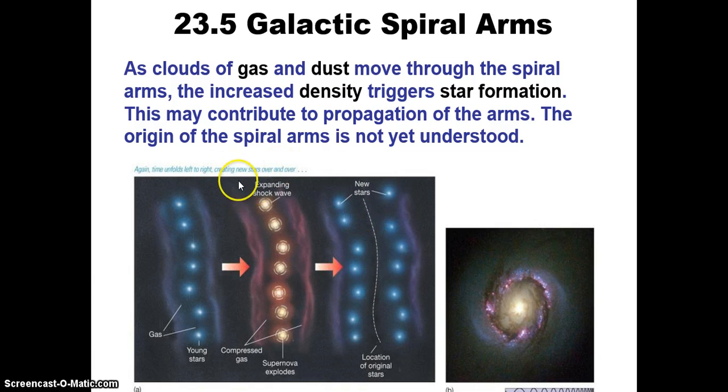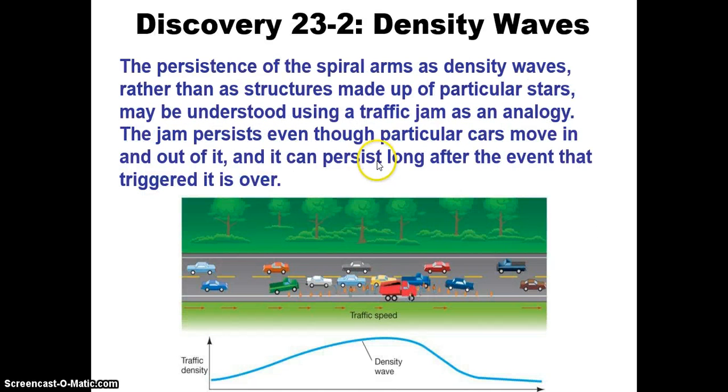So they're showing us that as a cloud of dust moves through the spiral arms, an increase in density triggers star formation. This may contribute to propagation of the arms, and like I said, how that happens, we don't really understand.